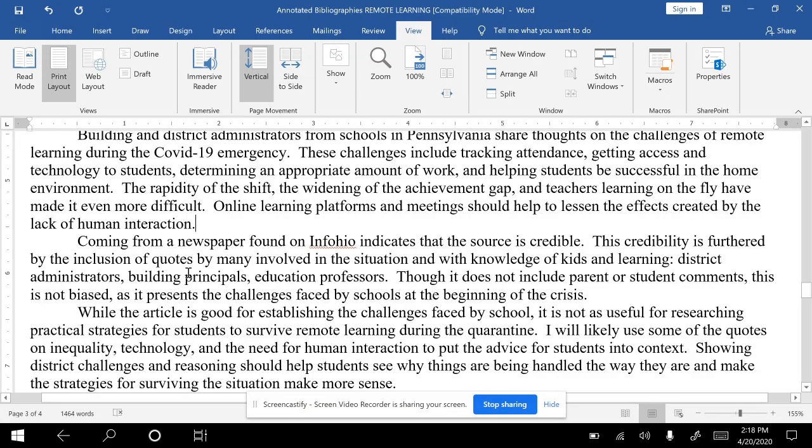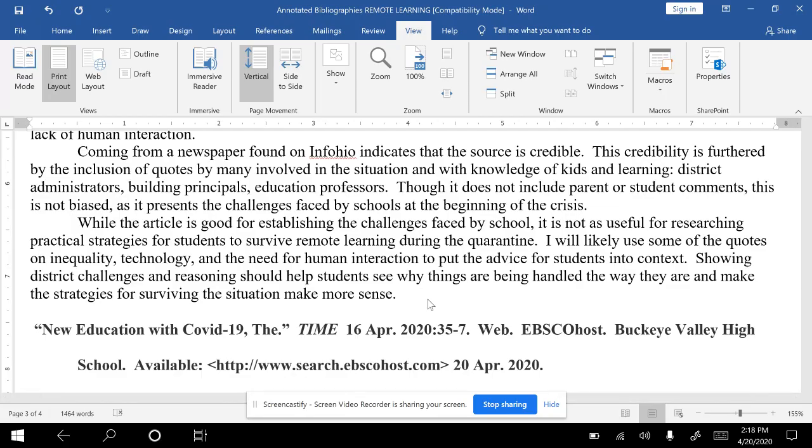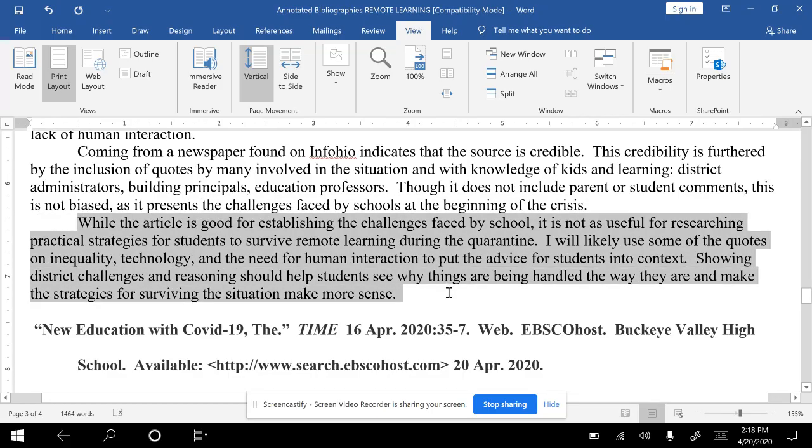And then the third one, this is where you can throw in personal pronouns. You'll like that. Those of you who love to use the word I, you can use it in here because this is how you are going to use it in your research. While the article is good for establishing the challenges faced by schools, it is not as useful for researching practical strategies for students to survive remote learning during the quarantine, which was kind of what I wanted to do my research on. So it's not especially useful for me, and I'll say that. Then I'm going to say how I might use it.